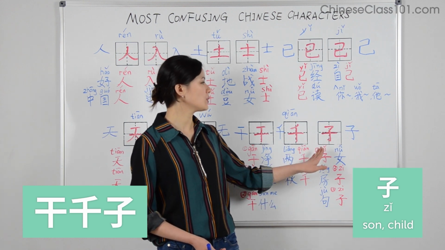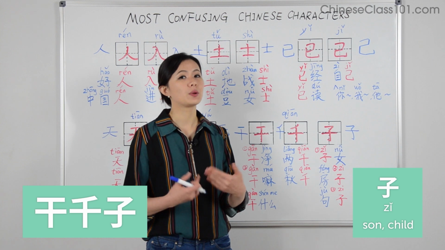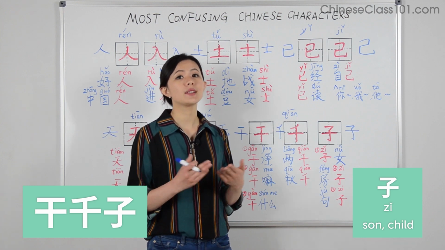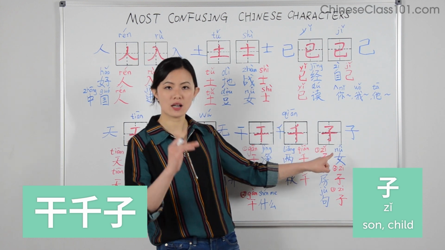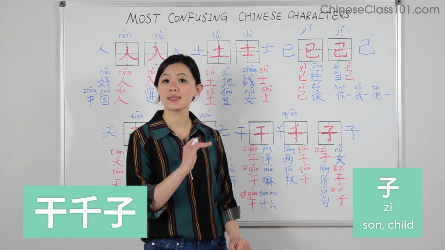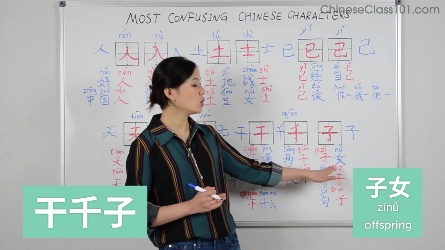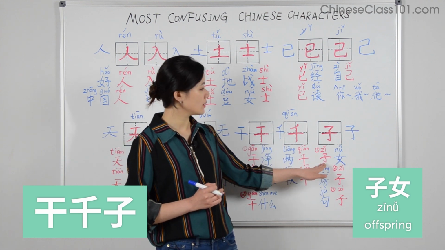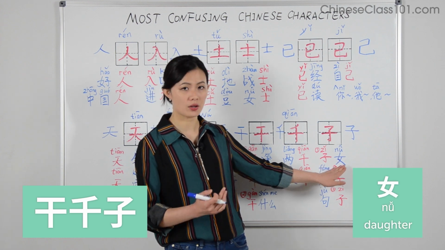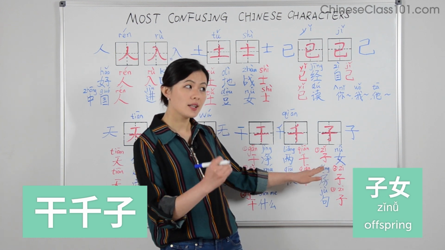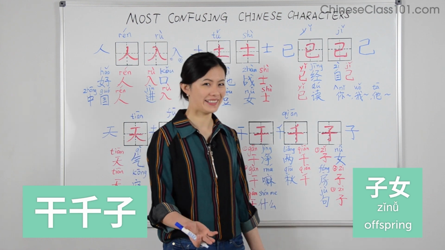Okay, the third character also has 2 pronunciations. When it's used with a meaning that's related to son or child, it's the 3rd tone, down and up. 子, as in 子女, 子女. 子 here means son, and 女 means daughter.